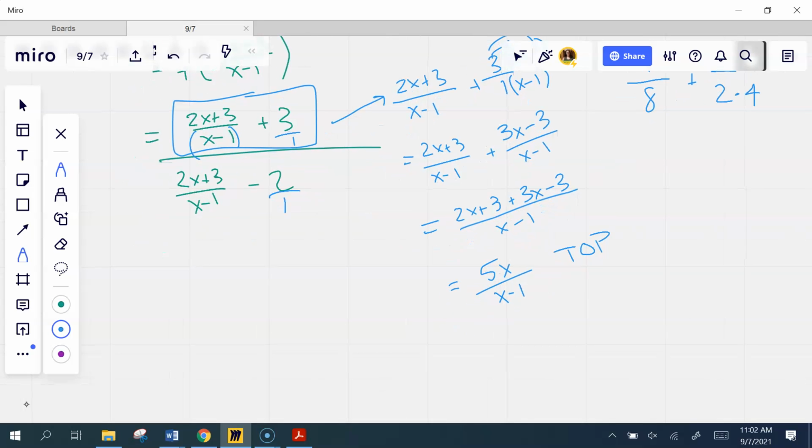You try the bottom. See what happens to the bottom there. Put that 2 over 1. Find a least common denominator and see what happens. Yes. And this is only one way.